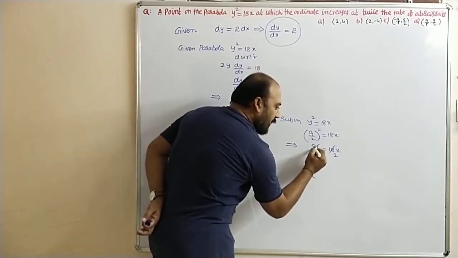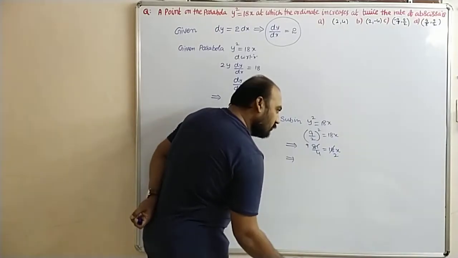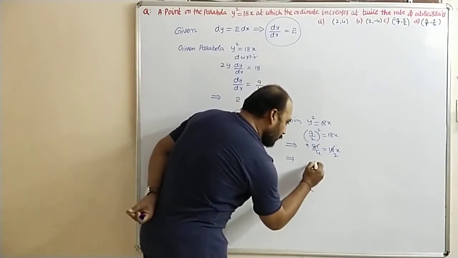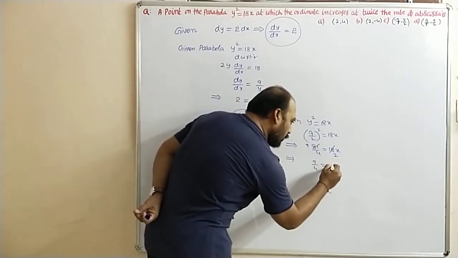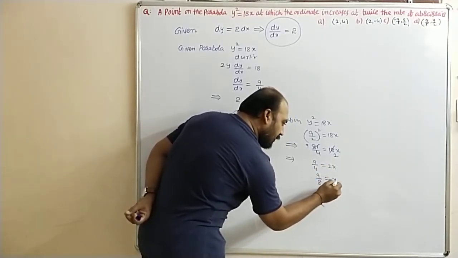9 2s are 18, 9 9s are 81. After that, cross multiply. So 9 by 4 is equal to 2x. 2 also we can take this side. X is equal to 9 by 8.